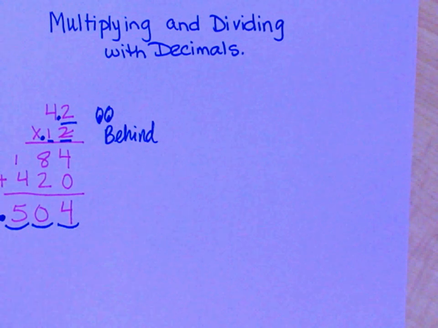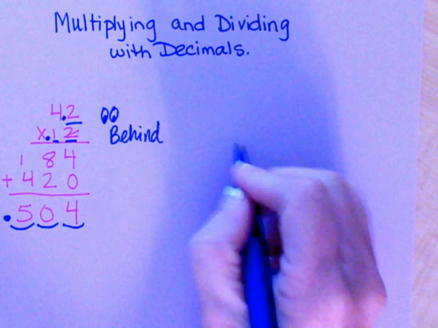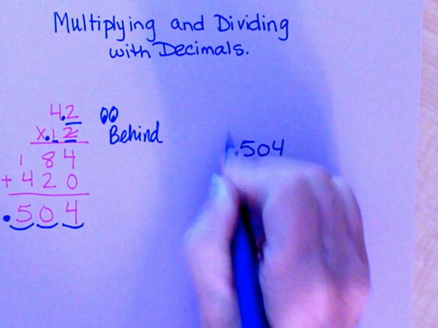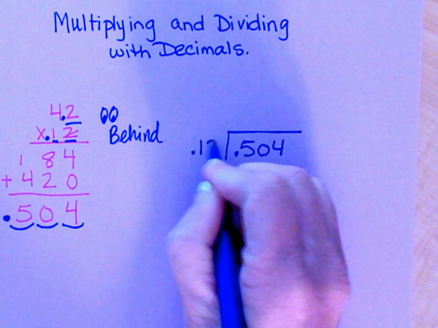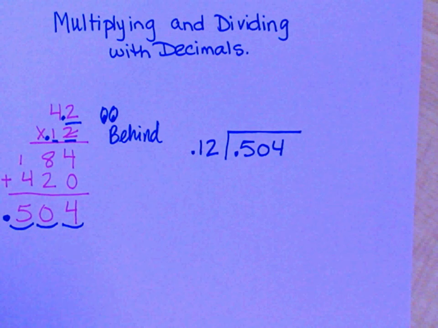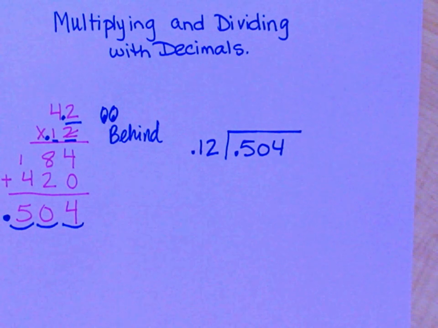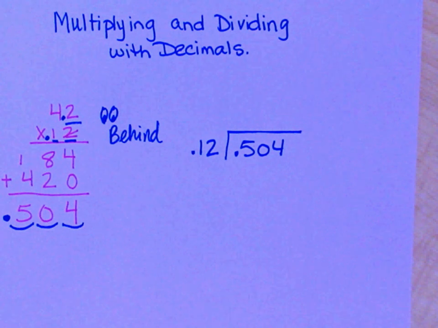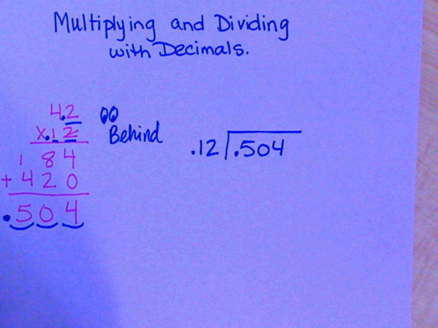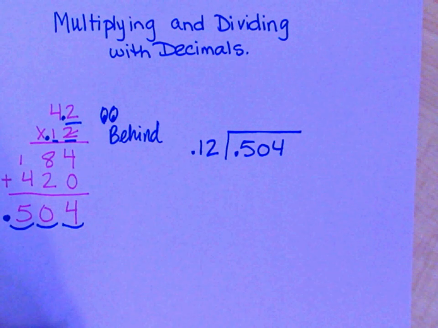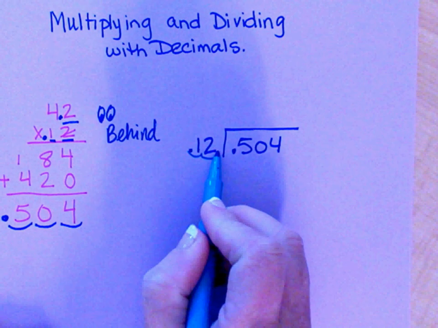So now let's take a look at dividing. If I am actually dividing a number, and I have 504 divided by 0.12. Oh, those look like the same numbers that I'm using before, but this is a good way to check. I really cannot divide if I have a decimal outside of this division house. So my divisor has to be a whole number. So we're going to move our decimal to create the divisor to become a whole number.